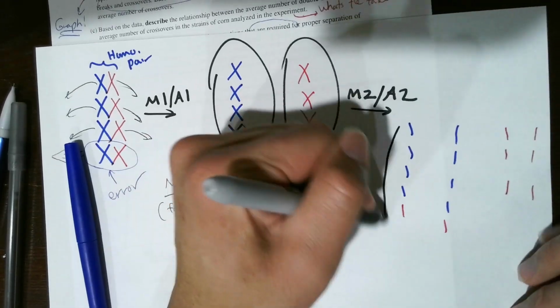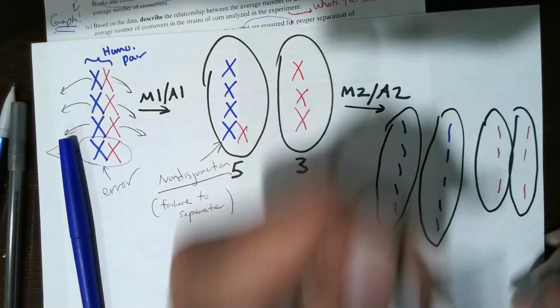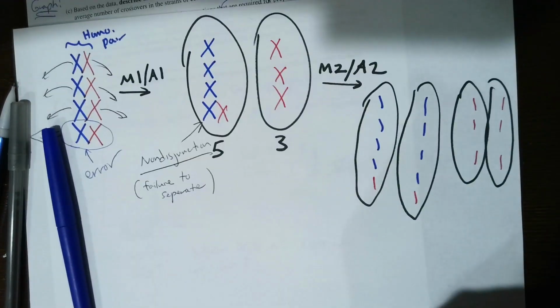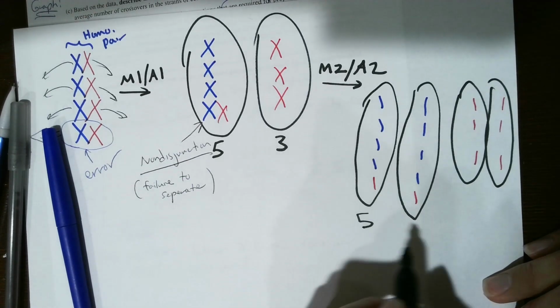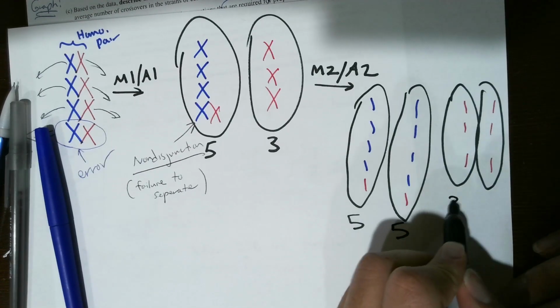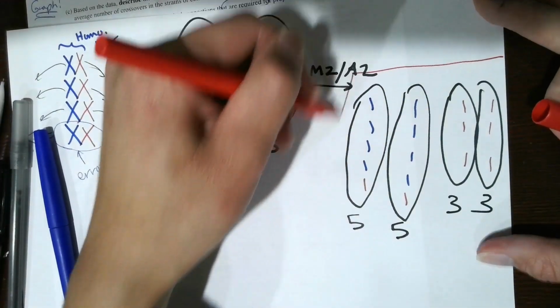So this is going to be a cell, this is going to be a cell, this is going to be a cell, and this is going to be a cell. So we'll count how many chromosomes. This one has 5, because remember we count by centromeres. This one has 5, this one has 3, and this one has 3. And that is your final answer.